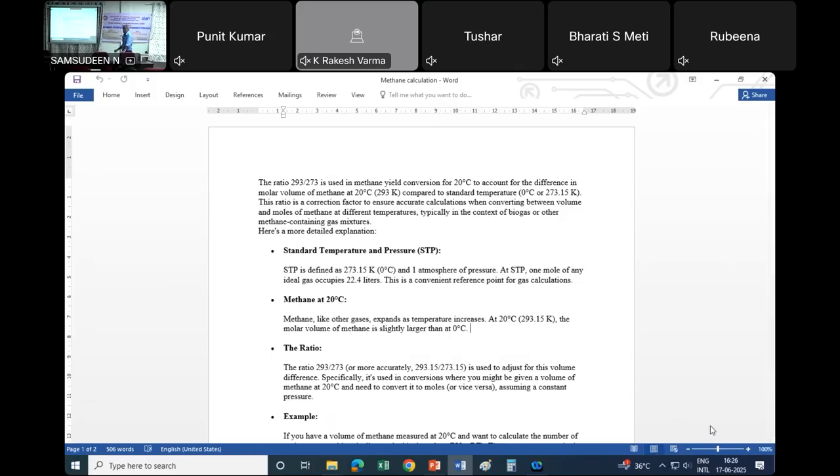Oh, it's not visible? The letter is too small. I mean, all I'm saying is this is the standard rule for how to convert your STP to the operating temperature. Okay? So you want to enlarge that and make it bigger.